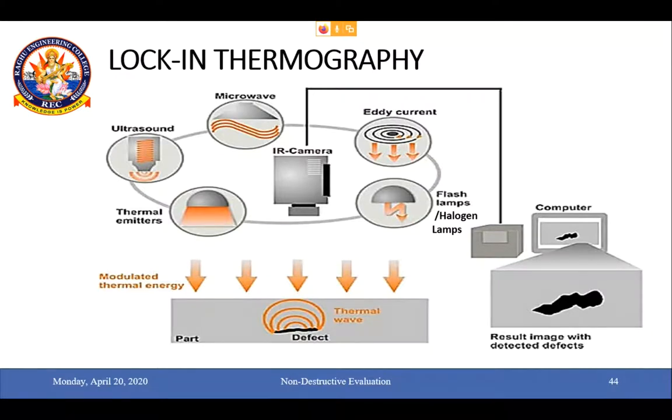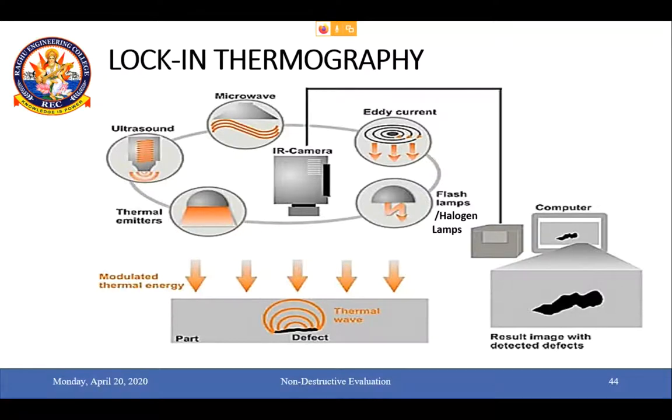Once again, there is an image, and whenever there is an image, I keep on saying this, you identify all the parts. There are a set of instruments at the top: there is an ultrasound, there is a microwave, there is an eddy current, there is a flash lamp or halogen lamp, and there is a thermal emitter. If at all you observe, all these seem to be your external excitation sources.